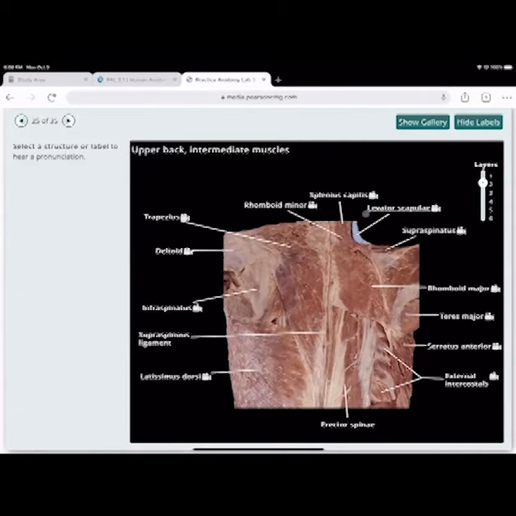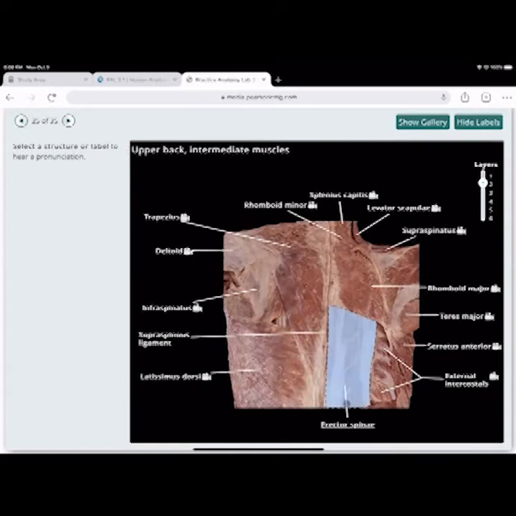Okay, splenius capitis muscle. There's the very tip of that. It extends up the neck. The rhomboid minor. There's your rhomboid minor. There's your rhomboid major just below it. Trapezius muscle, deltoid, the infraspinatus, the supraspinatus ligament runs down the spinal column. I can get to highlight that. There you go. And latissimus dorsi, the muscles of the side.